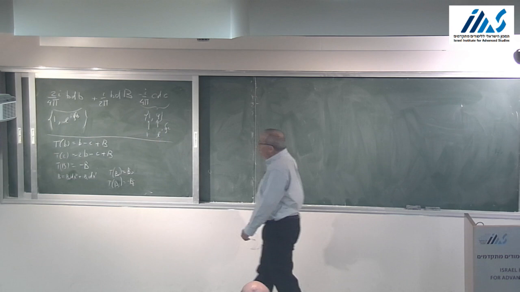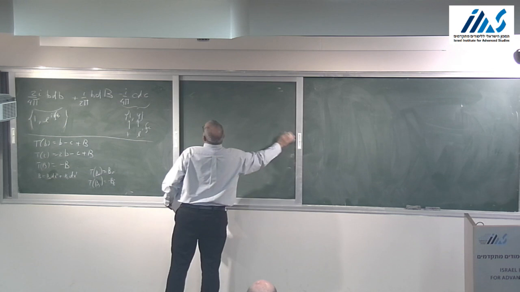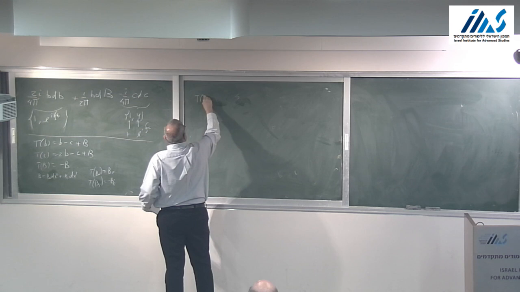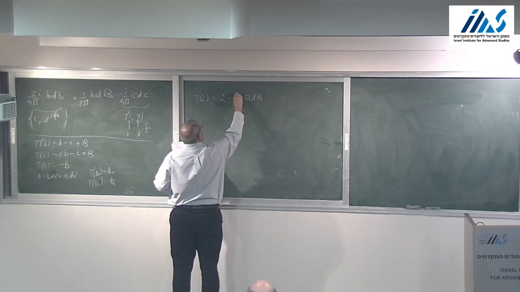Then you can take this change of variables and plug it into the Lagrangian. This is a straightforward exercise. And you find that T of the Lagrangian is minus the Lagrangian minus i over 4 pi B dB. So first, let's set big B to 0, so we don't have this term.